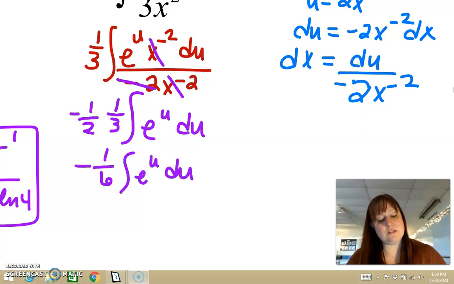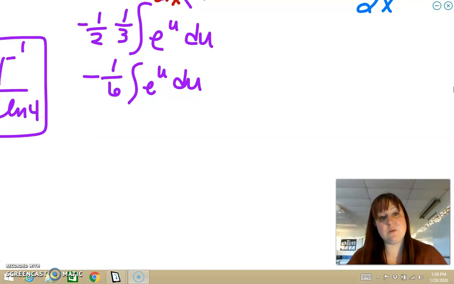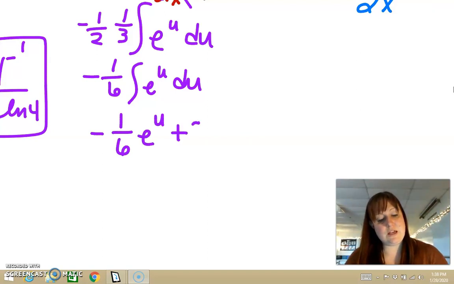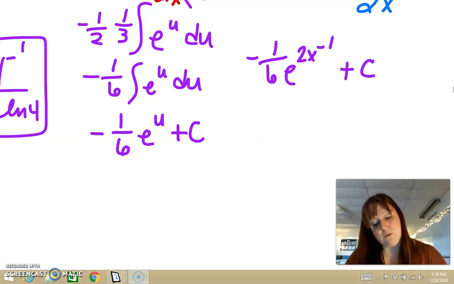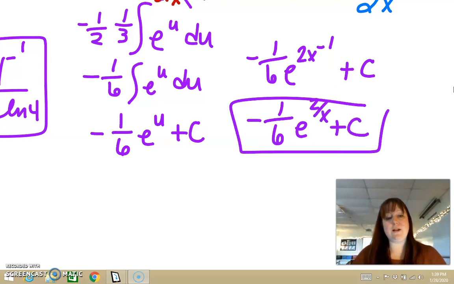And oh my goodness, is this not the easiest thing you've ever seen? What's the integral of e to the u? It's e to the u. So I have negative 1/6 e to the u plus c, but I'm not done because I did a u substitution, so I need to substitute back in. But my u was 2x to the negative 1, so I have negative 1/6 e to the 2x to the negative 1 plus c, and we could even rewrite that as negative 1/6 e to the 2 over x plus c. And then we are done.